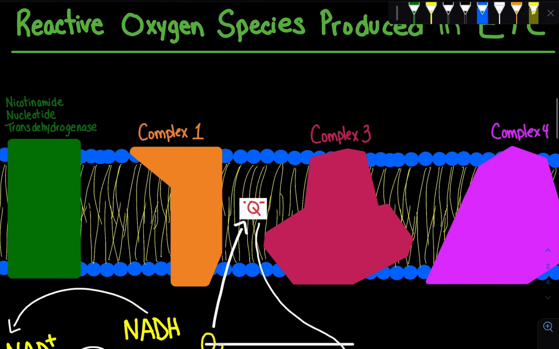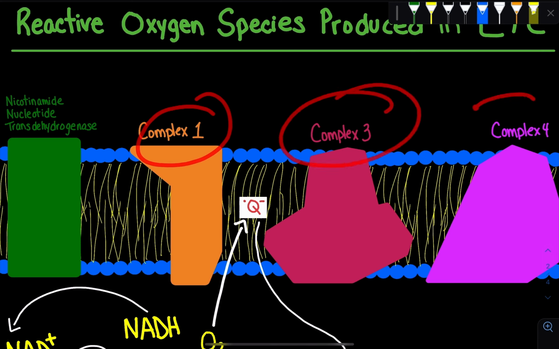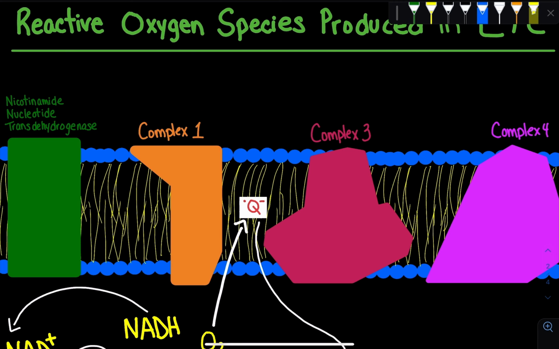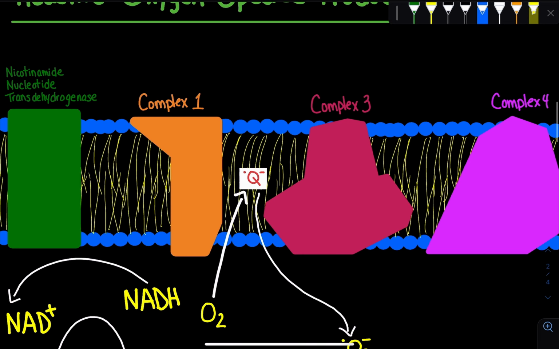So if you take a look over here, we have a depiction of the electron transport chain with complex 1, complex 3, and complex 4. I haven't drawn out complex 2 because we're not interested with complex 2 right now. But we also have this other protein in the cell membrane, and it's called nicotinamide nucleotide transdehydrogenase, and essentially it's going to convert NADH into NAD+, and we'll see why that's important in a minute.